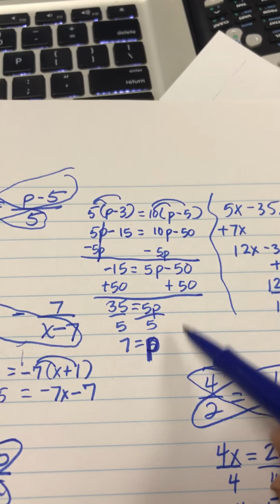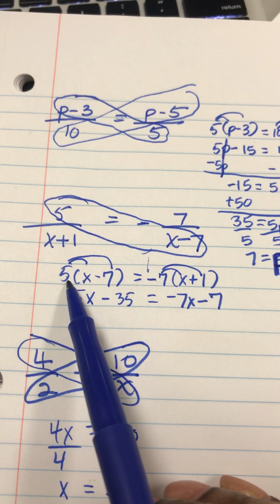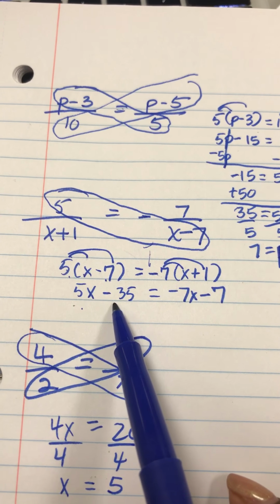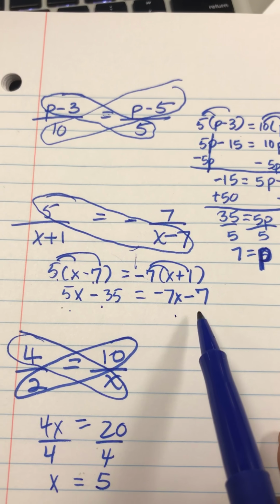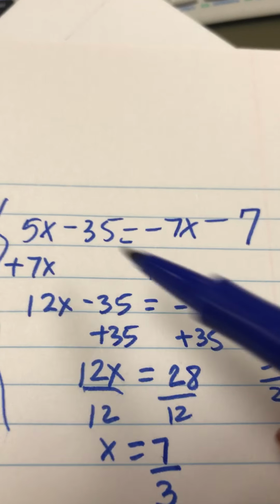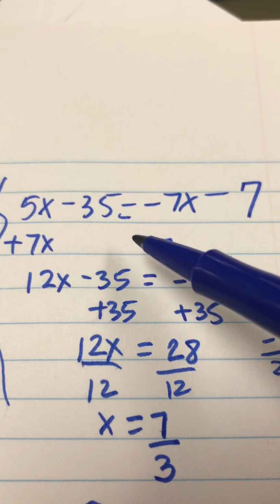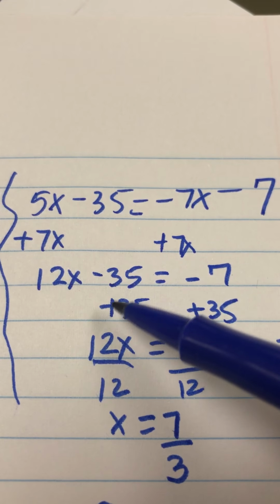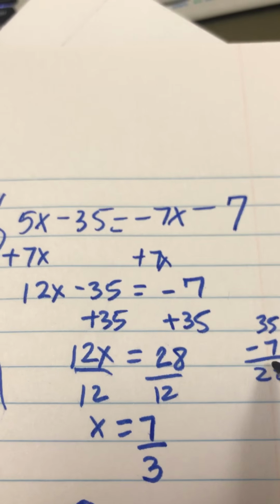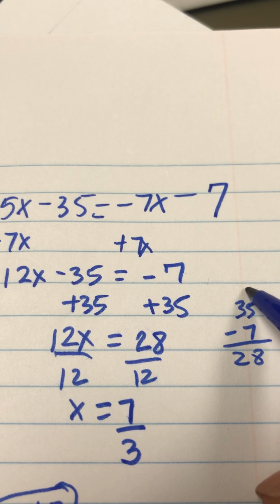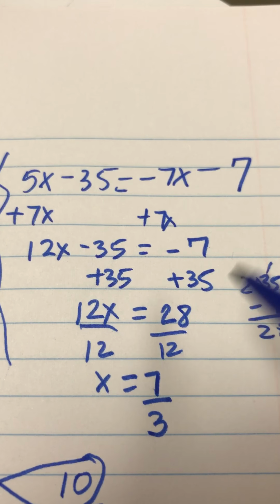Alright, so now since this became a 7, I just want to check over our work for the last one. 5 times x is 5x. 5 times negative 7 is negative 35. Negative 7 times x is negative 7x. Negative 7 times 1 is negative 7. So let's go to the work really quick. Make sure I transferred everything over correctly. Alright, so you added 7x to both sides. Got 12x, brought down that and brought down that. Added 35 to both sides, which is really 35 minus 7. Alright, that is 28 divided by 12, so the answer was 7/3.